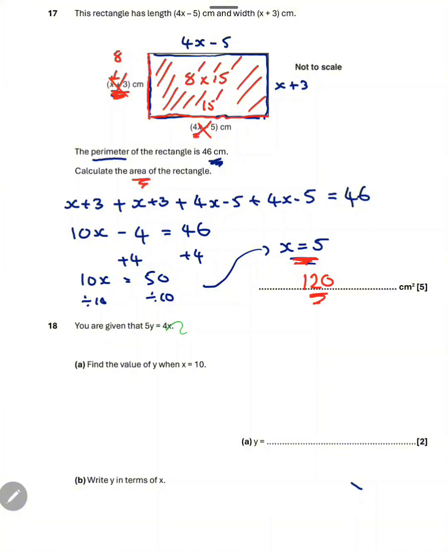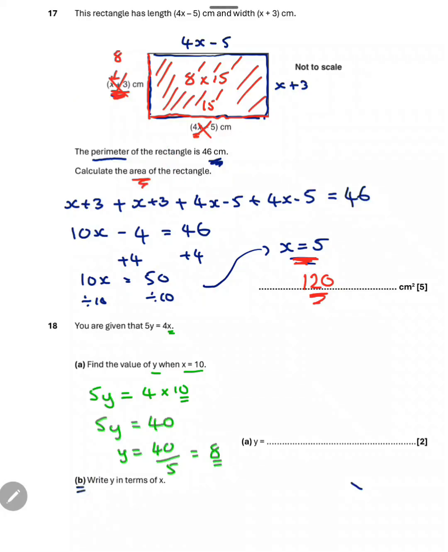Question 18, we've got a little equation. It says find the value of y when x equals 10. So this x is becoming 10. So what I'm going to say is, well, 5y is 4x, so 4 lots of 10. So we can say 5y is 40. X is 10, so I've just put that in there. And if 5y is 40, then y is going to be 40 divided by 5. And 40 divided by 5 is 8.